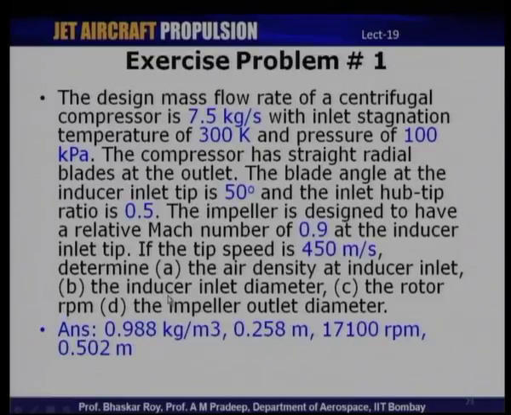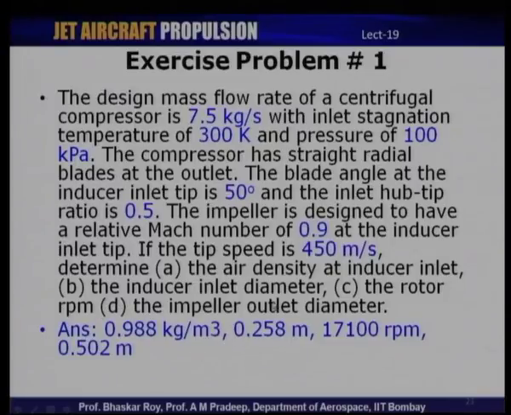So, this is a question very similar to what we just now solved, the second problem that we had solved, and here, of course, the mass flow rate is specified, the inlet conditions are given, the angles are also given, hub to tip ratio is given, Mach number is specified. So, based on this, we are required to calculate the air density, which we can calculate, and it will come out to be 0.988 kilograms per meter cube.